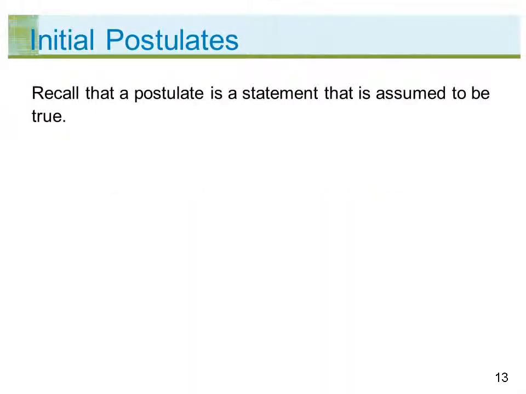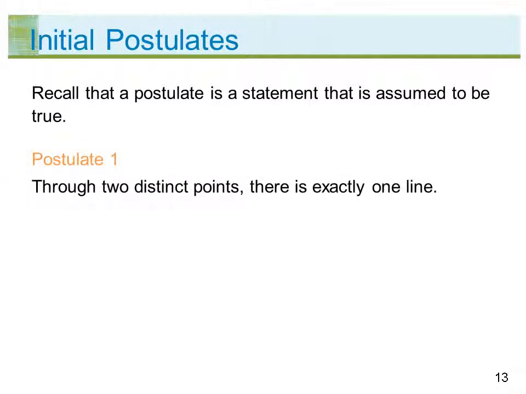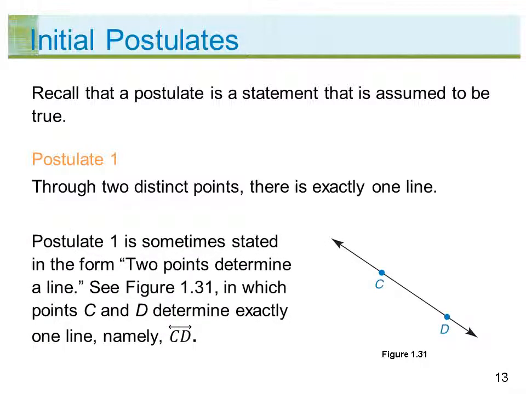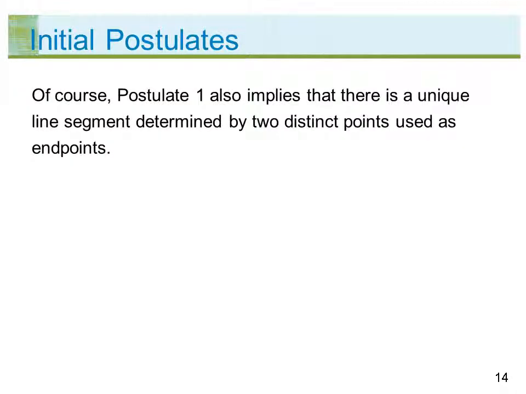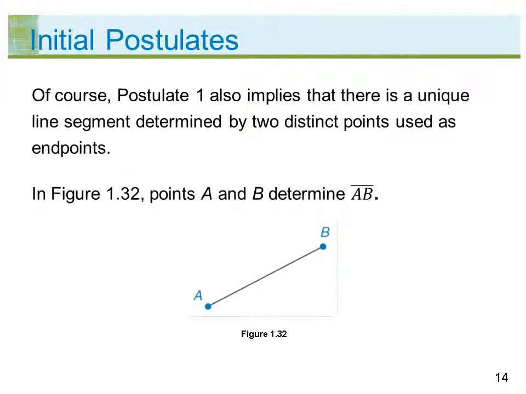Recall that a postulate is a statement that is assumed to be true. Postulate 1. Through 2 distinct points, there is exactly 1 line. Postulate 1 is sometimes stated in the form 2 points determine a line. See Figure 1.31, in which points C and D determine exactly 1 line, namely line CD. Of course, Postulate 1 also implies that there is a unique line segment determined by 2 distinct points used as endpoints. In Figure 1.32, points A and B determine line segment AB.